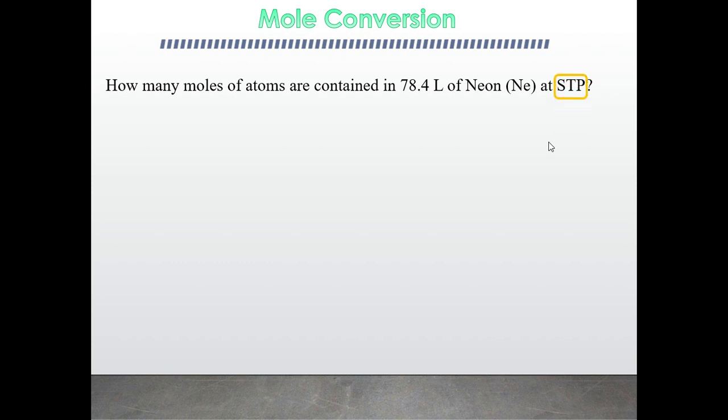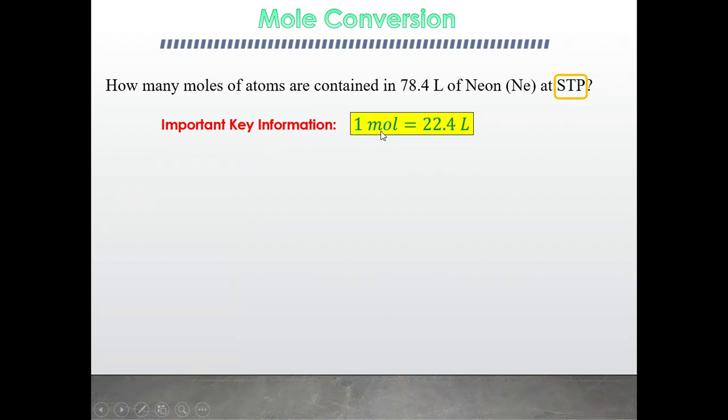The most important thing to recognize is that to do these problems correctly, it must be under STP, or standard temperature and pressure. And if it mentions STP, one important piece of information you should know is that for every 1 mole of gas, it occupies 22.4 liters of volume. So this conversion factor is essential: 1 mole is 22.4 liters.